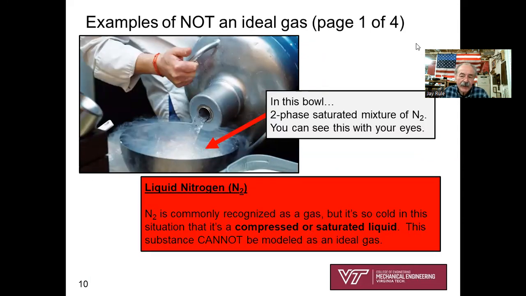Let's look at some examples of things that are not ideal gases. Well, here's a chef pouring a large cask full of liquid nitrogen. So it is N2, but you can see with your eyes that this is not a gas. He's pouring liquid nitrogen out of his cask into this bowl, and in the bowl you can see a liquid level there, and you can see condensing nitrogen vapor pouring up out of the bowl. Okay, so you can see with your eyes, this is a saturated mixture of N2, not an ideal gas.